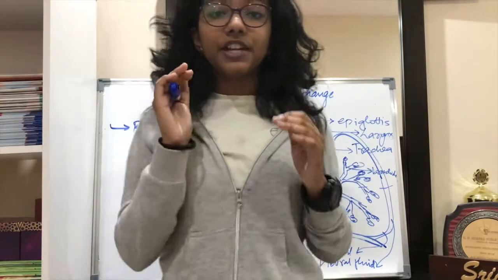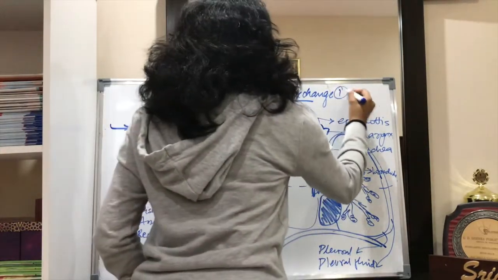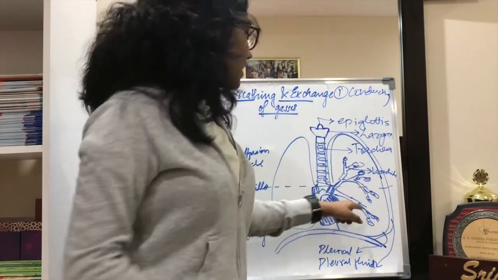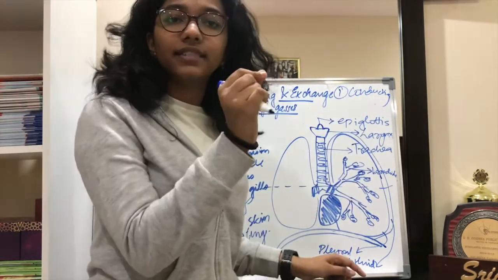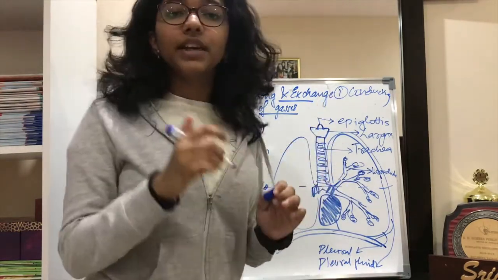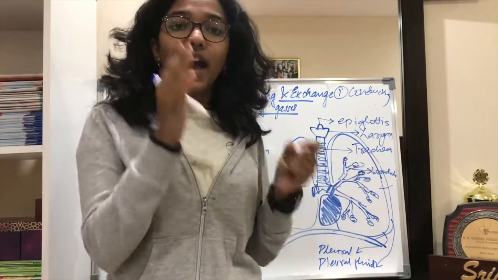Now the human respiratory system is divided into two parts. The first one is the conducting part, meaning from our nostril to the end of the terminal bronchioles is known as the conducting part. The second one is the respiratory or exchange part, that is only the alveolar wall.